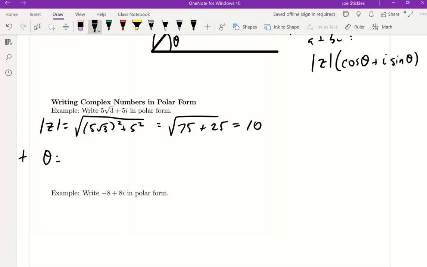The other part, we use the tangent of theta equals y over x. Remember when we plot a complex number, the imaginary part is the y, the real part is the x. So I'm doing y over x. 5's cancel, we get 1 over root 3. So what angle gives you a tangent equal to 1 over square root of 3?